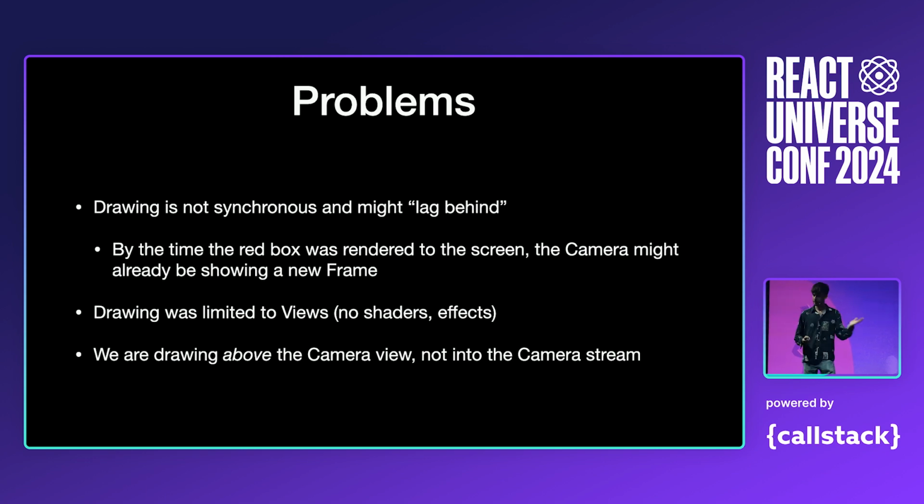Yeah, drawing is not synchronous in these cases. We are on a separate thread. We're going to lag behind. It was limited to views, so we couldn't really do any shaders or effects to resample the input image. And we're drawing above the camera view itself. So we're not drawing into the camera stream. We're putting views above the camera view.